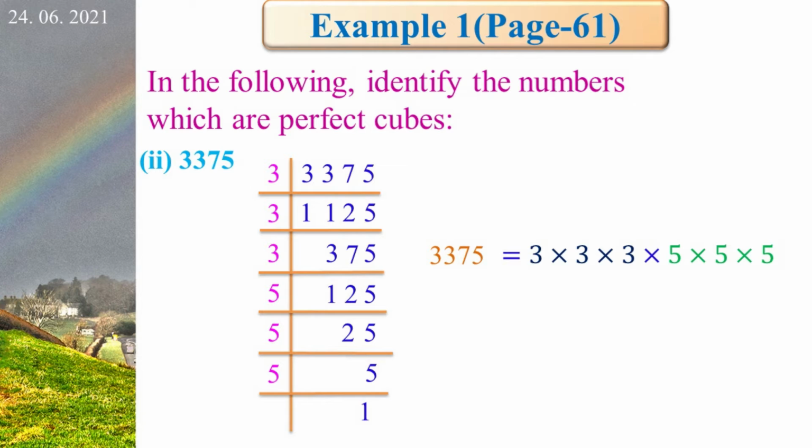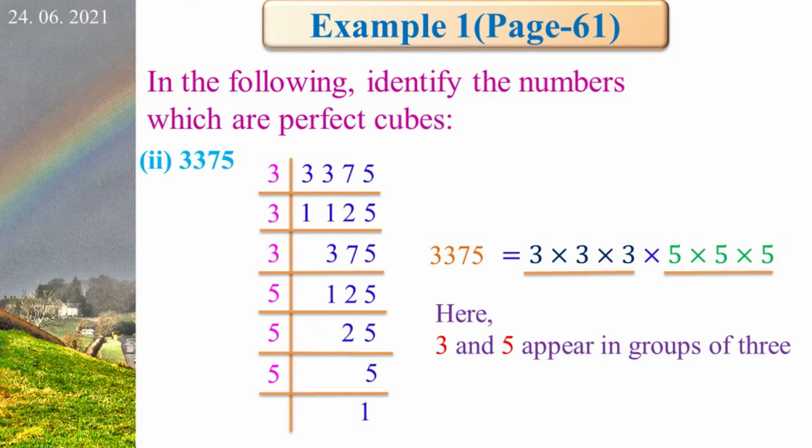See the factors. 3 into 3 into 3 are equal factors. 5 into 5 into 5 are also equal factors. So put a line under each group of equal factors. Here 3 and 5 appear in groups of 3. No factor is left out. So 3375 is a perfect cube.